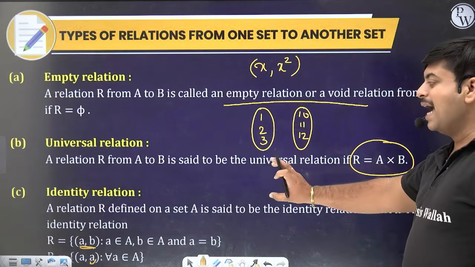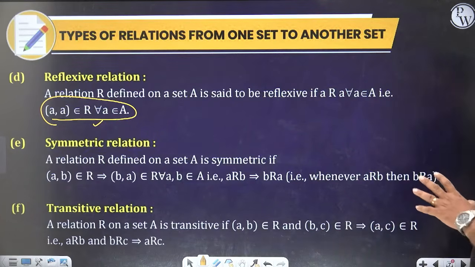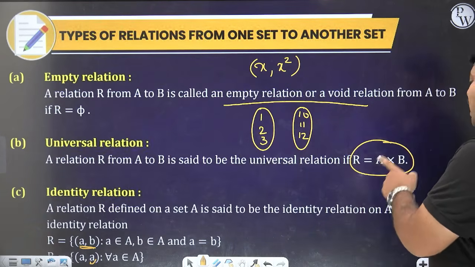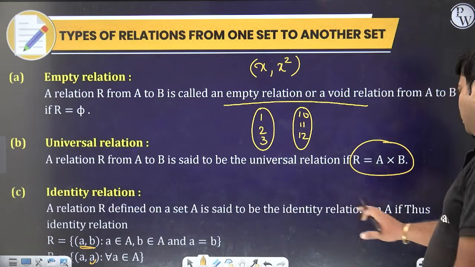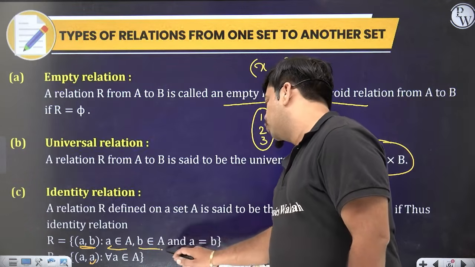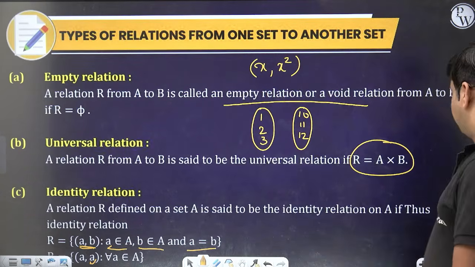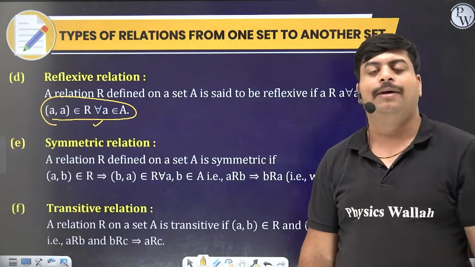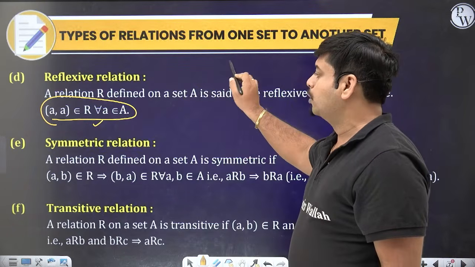So what is the difference between identity and reflexive? Carefully see. Here, a relation R defined in set A is called the identity relation if, sorry, there is some printing mistake here. Thus identity relation R is equal to A comma B such that A belongs to A, B belongs to A, and A is equal to B. In reflexive, we should have only those elements A comma A, so reflexive is like 1 comma 1, 2 comma 2, 3 comma 3.